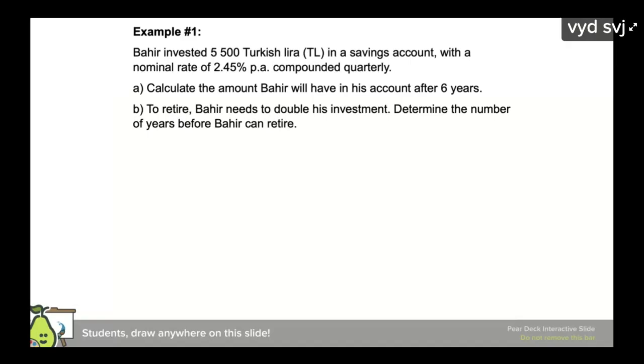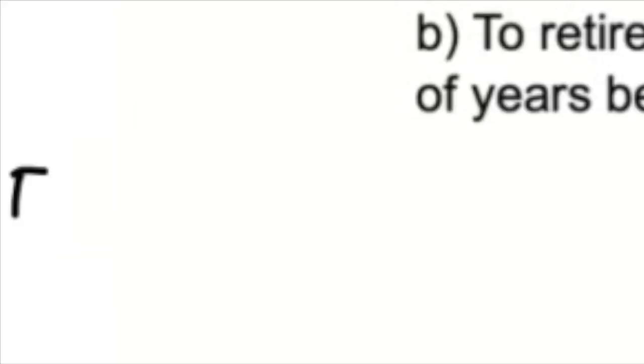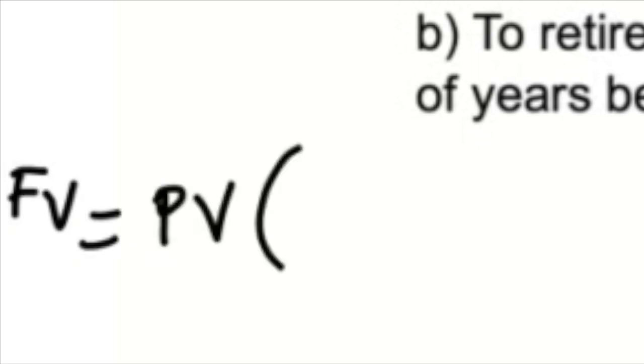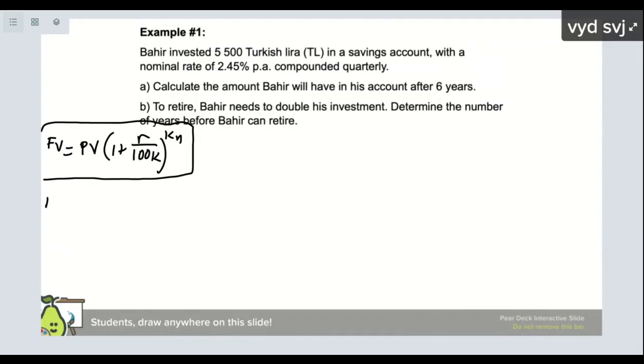Here's our first example. First thing we always have to do is write down our variables. So I'll go ahead and write down our formula again. We have FV equals PV times (1 plus R over 100) to the power of K times N. Remember, you don't memorize that. Future value, we need to know our present value, our rate, our compounding, and our N, number of years.